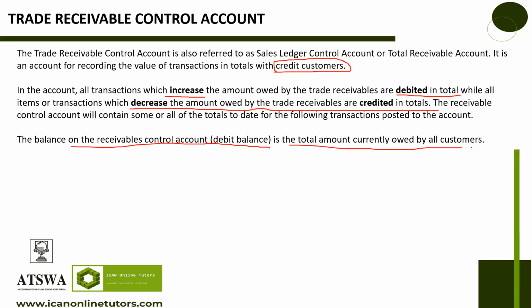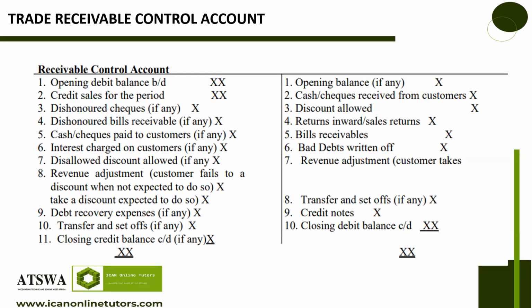So you see, the balance on the receivables account, a debit balance, is the total amount currently owed by all customers. That is the amount not owed by only one customer, but what? But all customers.